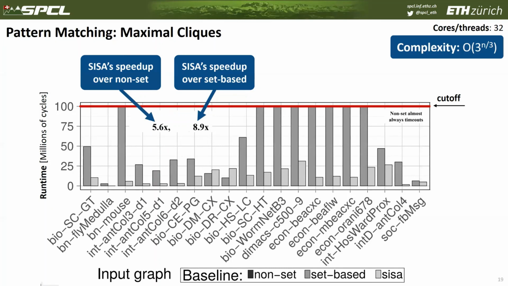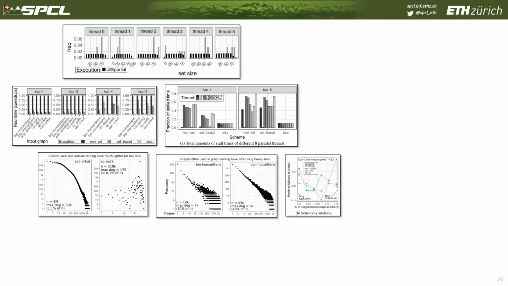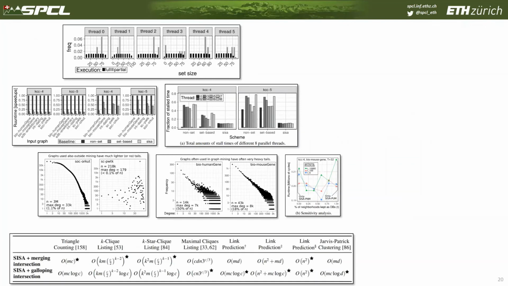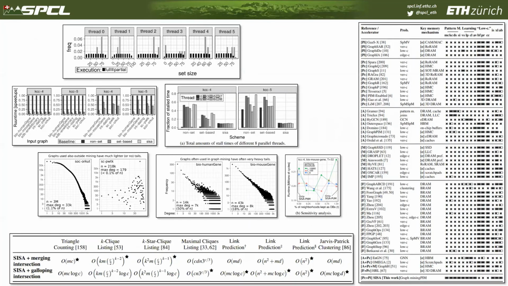All these speedups, all these gains are mostly due to the fact that we not only have this PIM acceleration, but also automatic decisions on which variant of these set operations to select, and which set representation is the most advantageous for a given set. In the paper, we provide more analysis, both empirical and theoretical complexity analysis, as well as a detailed investigation of different architectural features of both SISA and related work.